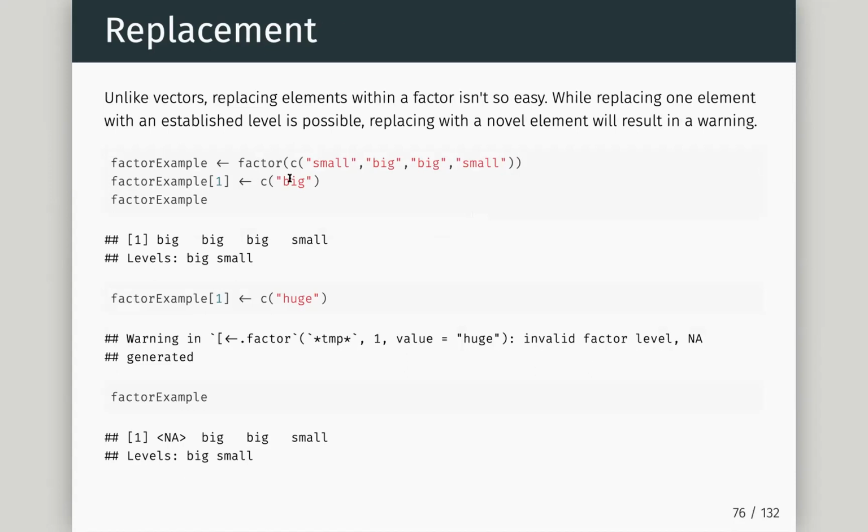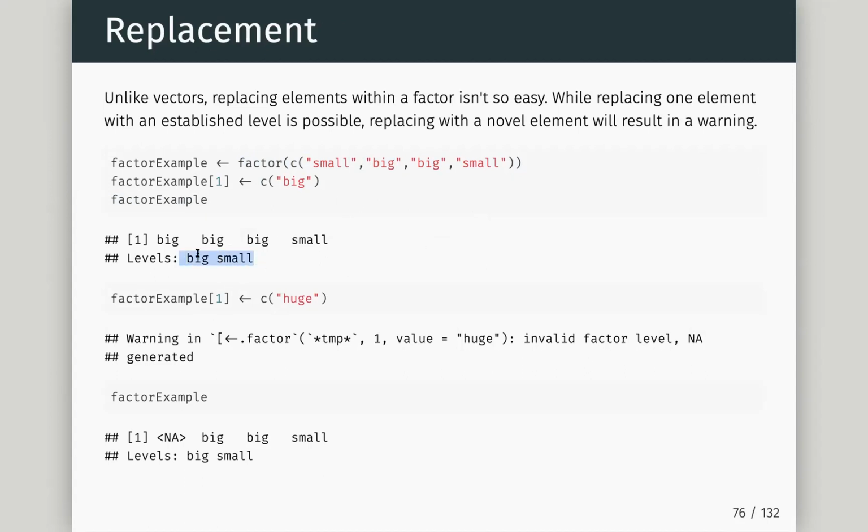So in this case, I got my factor: small, big, big, small. If I want to change this first value to big, that's okay, right? I'm going to get my factor example. Now it's big, big, big, small. And that's because big is actually in the original levels. When I created the factor, I had small and big, and it got put into the levels of the factor.